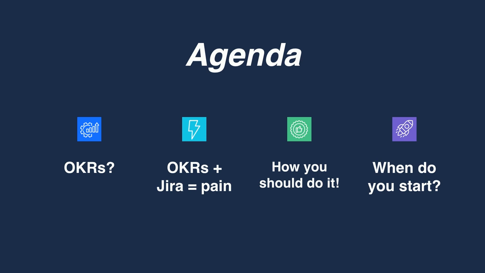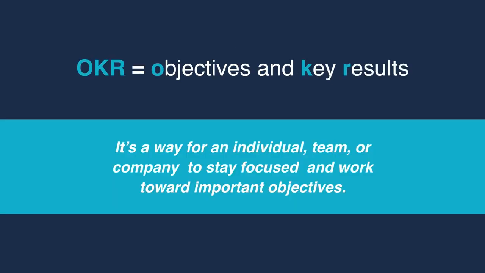So what I'm talking about today is actually four topics. Beginning with OKRs, what they are, how you define them, why they're valuable, why you should use them, maybe why they're not that good. Then we go to the second part, how can we implement OKRs with Jira, and why is it sometimes a little bit of pain? And afterwards, I speak a little bit about how you should do it, and when you start using the method I figured out together with some clients. So let's start with the boring stuff.